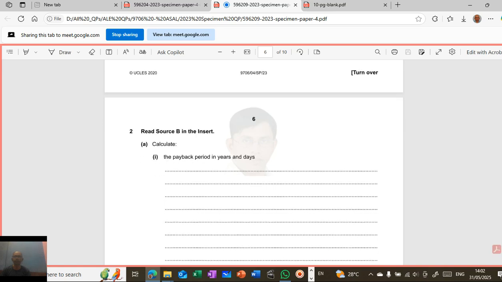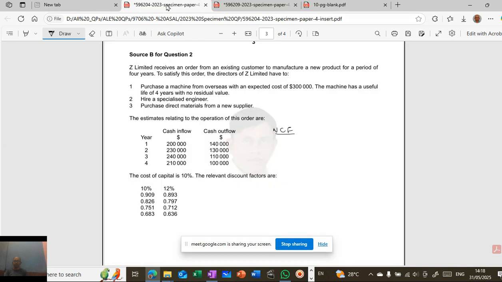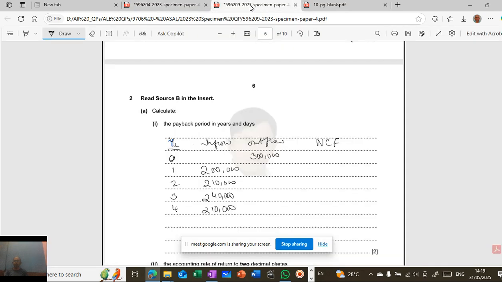Yes. So you want me to share the question paper? The payback period. So 300,000. 2 lakh is the inflow. Then 140, 130, 110, and 100,000. Sir, cash inflow in the first year is 200, second is 230. 230, is it? Yes, sir, it's 230.